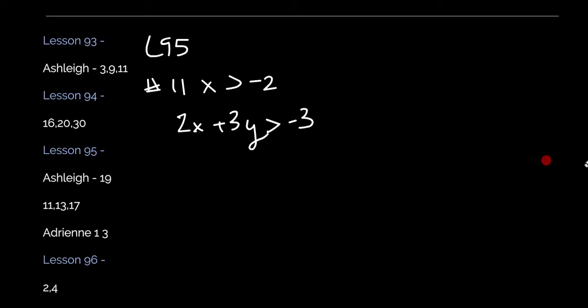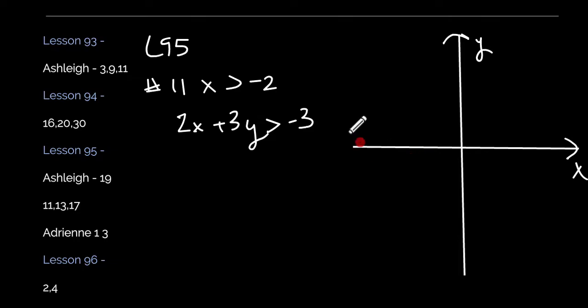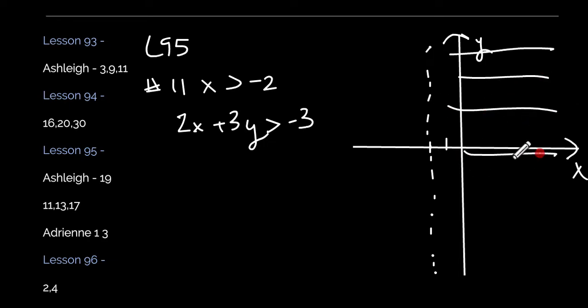First thing, in order to graph these, let me just put my axes on here real quick, like this, y and x. X is greater than negative 2. If it's x, it's going to be vertical. So we're going to go over here, negative 2. It's going to be a dotted line because it's not an equal to. So we're going to do a dotted line coming down here. Not very straight, it's really hard on here. And it's greater than, so I'm going to color in this direction. Greater than, x values are greater.